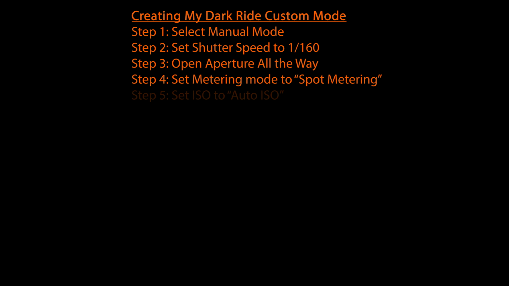And then for your ISO, set your ISO to automatic. So our shutter speed is not going to change. Our aperture is not going to change, but our ISO is going to go up or down based on what the scene needs.